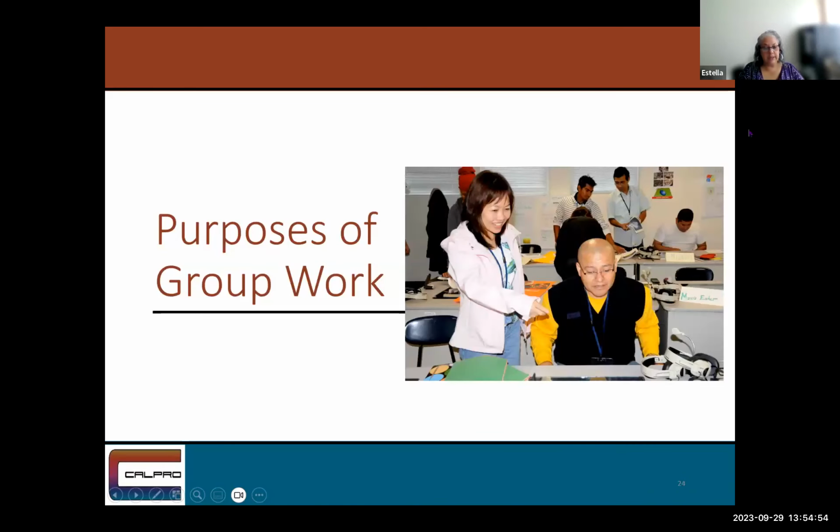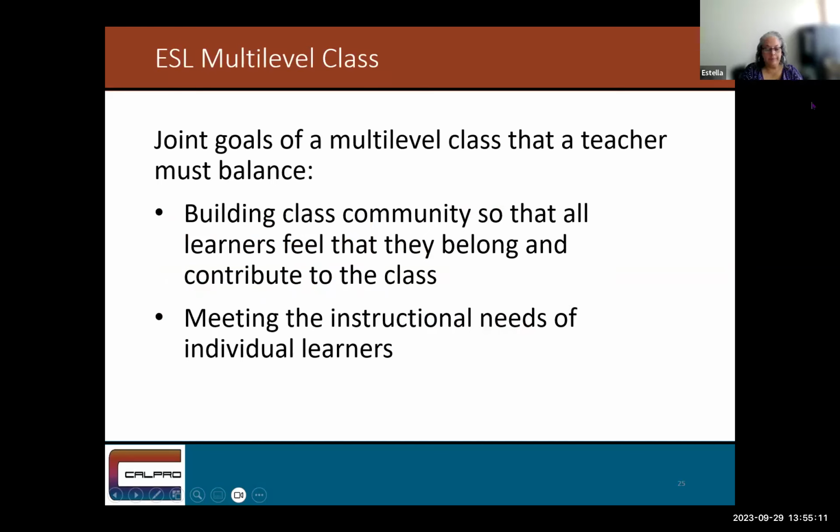Okay, group work. Let's talk briefly about grouping strategies to provide both management and instructional tools in a multi-level ESL class. You will work more with grouping strategies in the interim sessions and in session 2. So let's set the stage. Grouping a multi-level ESL class is addressing two goals: building class community so that learners feel that they belong and contribute to the class, and meeting the instructional needs of individual learners.